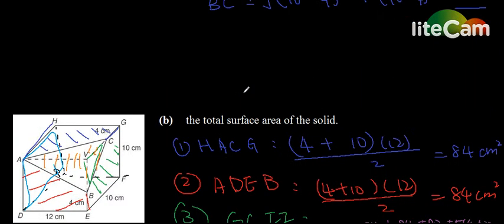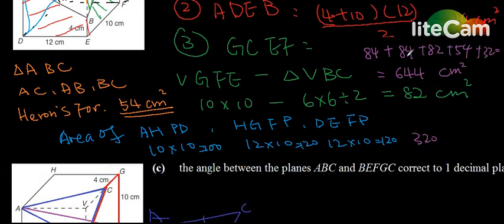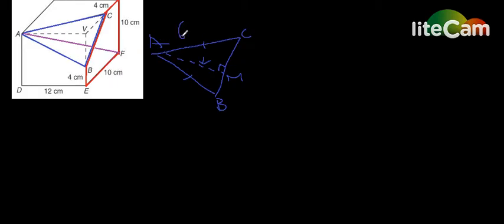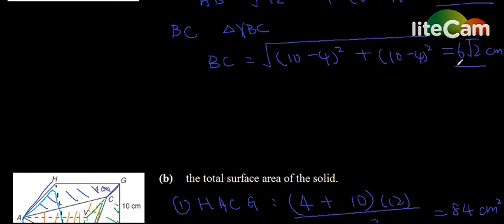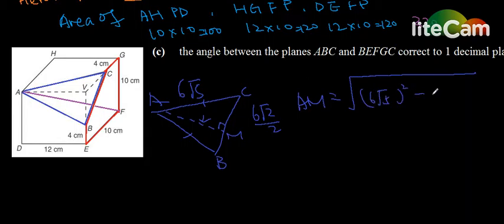And here we just calculated before, AC is 6 times square root of 5, 6 times square root of 5. And then BC is 6 times square root of 2, and half, we just divide by 2. So we use the Pythagoras theorem to find out AM. It is square root of 6 times root 5 squared, minus this one squared. And we have the answer, it is square root of 162 cm.